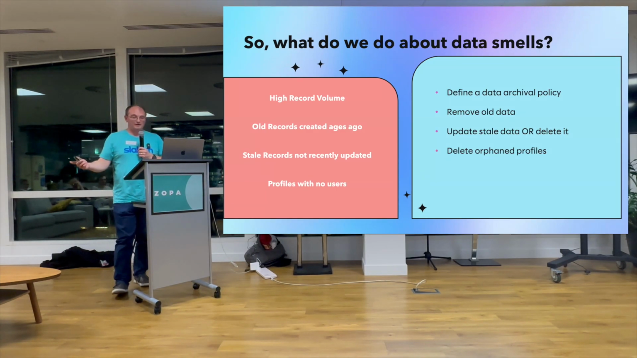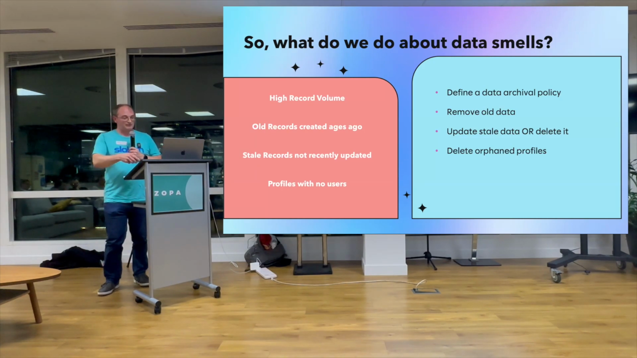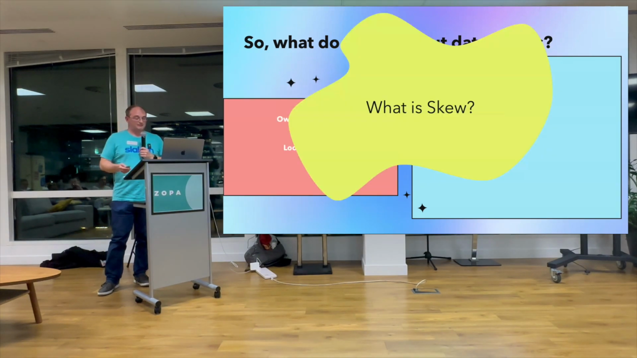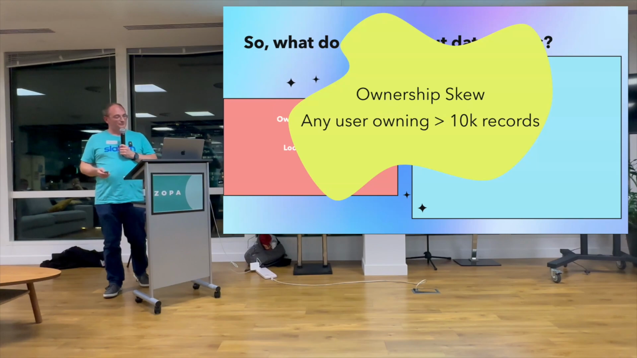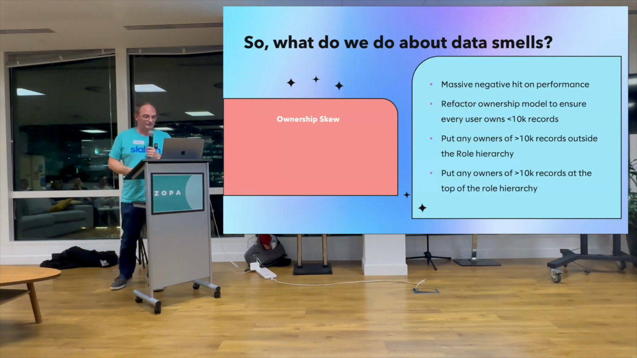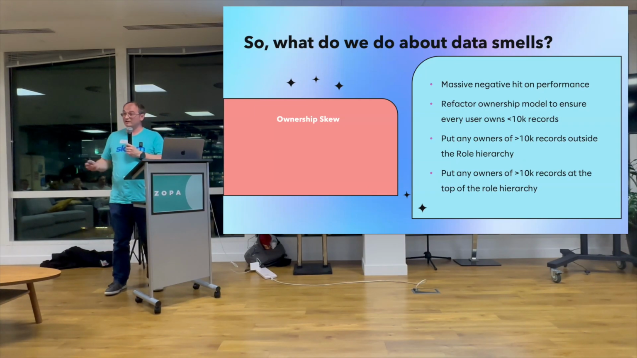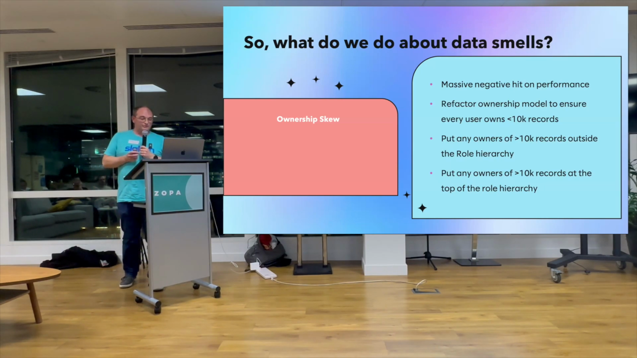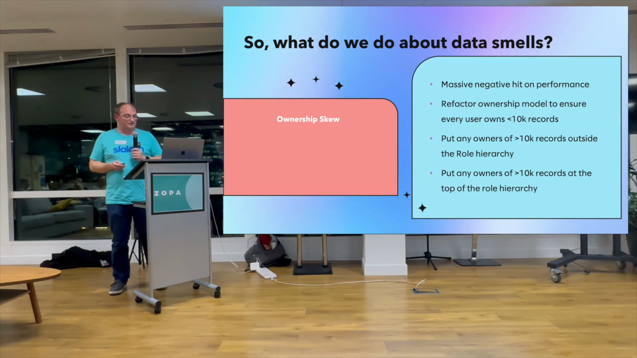So you could define an archival policy. You can remove the old data, update the stale data or delete it, and delete those orphan profiles. And, oh yeah, I jumped into what is skew here. I forgot I'd done that. There we go. Any user owning more than 10k records. Any record that is a parent of more than 10,000 children. So, refactor the ownership model. Reassign those records. Give them to people who actually want them. Put those owners of those 10k records outside of the role hierarchy, or put them at the top, which you suggested. Excellent.